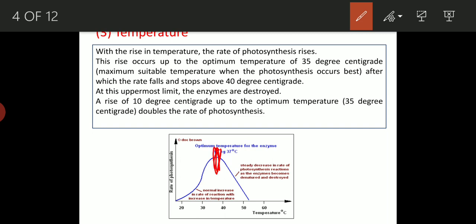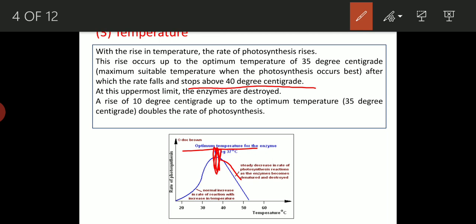After that, what will happen? After that, the rate of photosynthesis will fall, and finally, above 40 degrees centigrade, the photosynthesis will stop. So, the rate of photosynthesis will increase with increase in temperature up to a certain temperature. We will call it the optimum temperature. The optimum temperature is around 35 to 37 degrees centigrade. The rate of photosynthesis is maximum at 35 or 37 degrees centigrade.